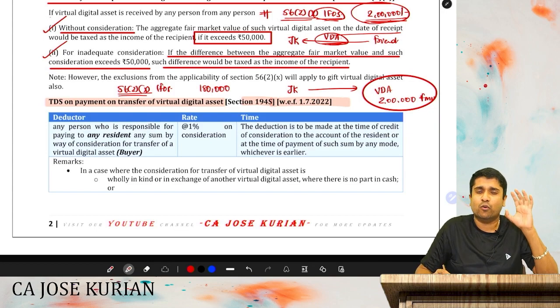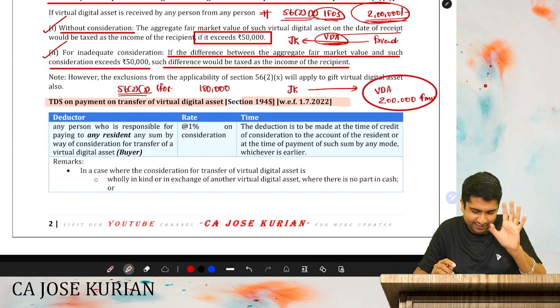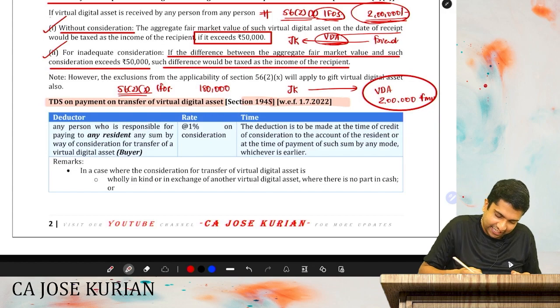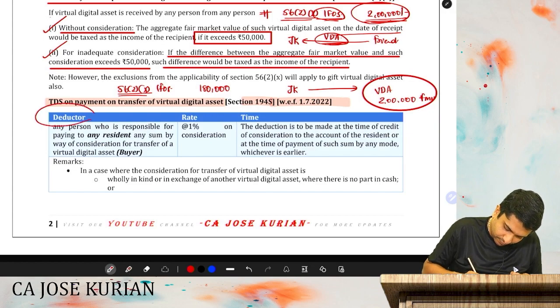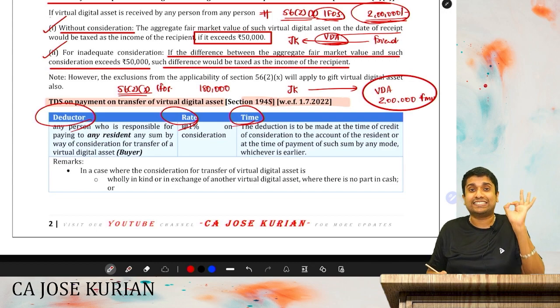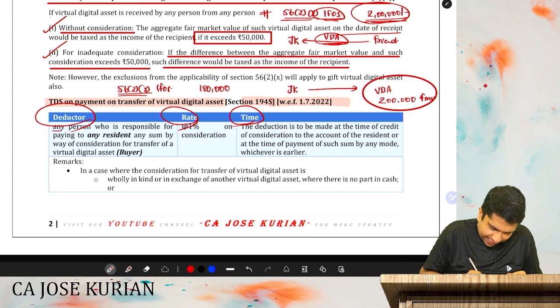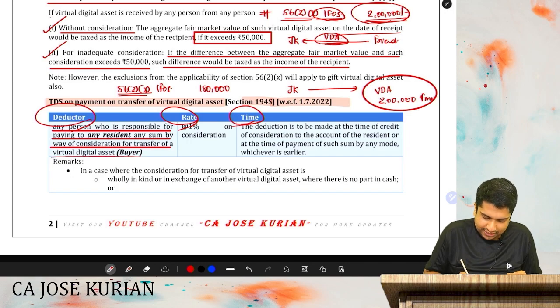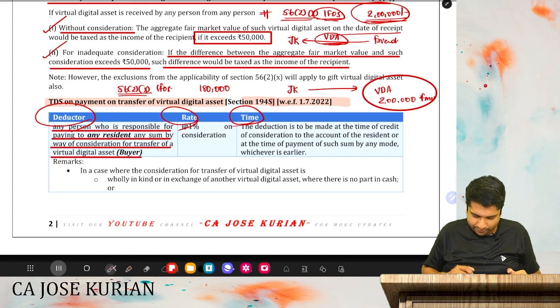So let's understand what exactly is the impact of TDS. So in TDS, there will be a deductor, there will be a rate, and there will be a time. Now friends, who is that deductor? So they say any person who is responsible for paying to any resident any sum by way of consideration for transfer of a virtual digital asset. So what do you mean by this?